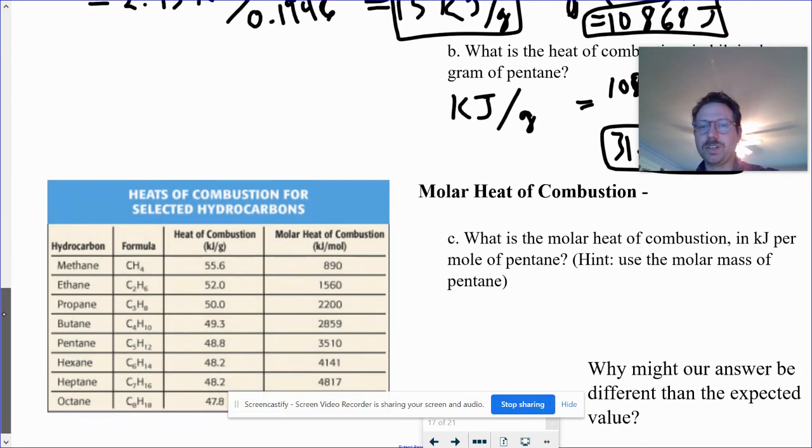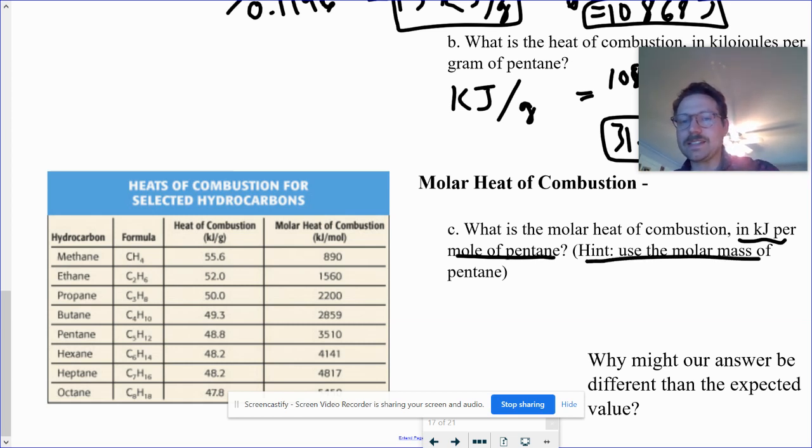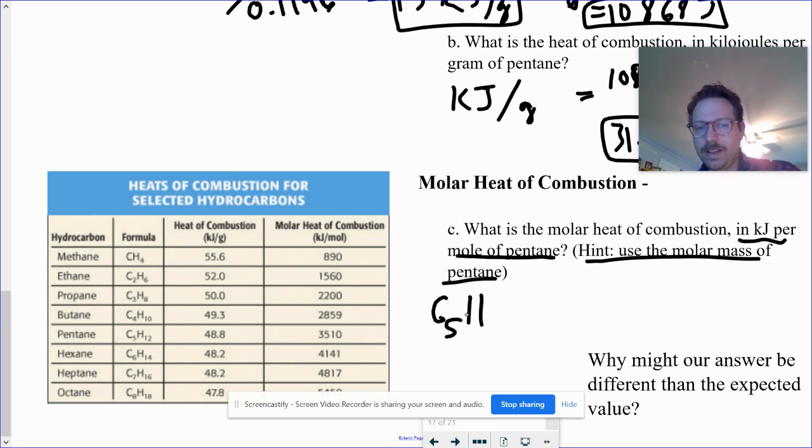Last but not least, we have molar heat of combustion. This is an extra layer from heat to heat of combustion to molar heat of combustion. So the molar heat of combustion is the kilojoules per mole, and we have to know what the molar mass is of pentane. Well, let's think about this for a second. First, we have to figure out what is the molar mass of pentane. So pentane is C5H12.